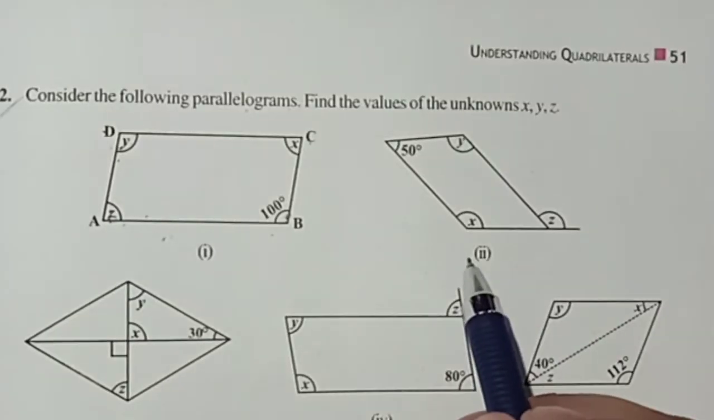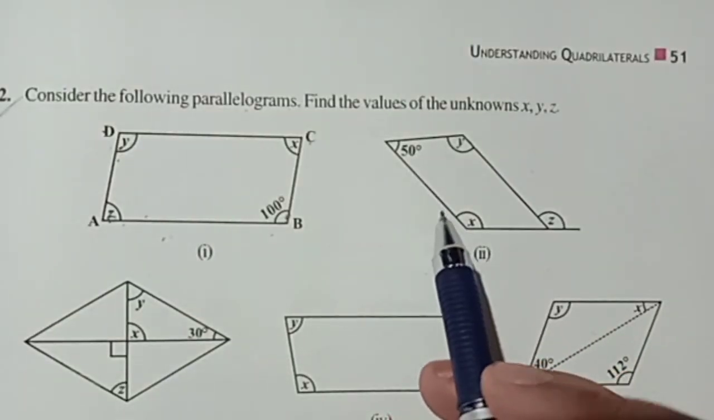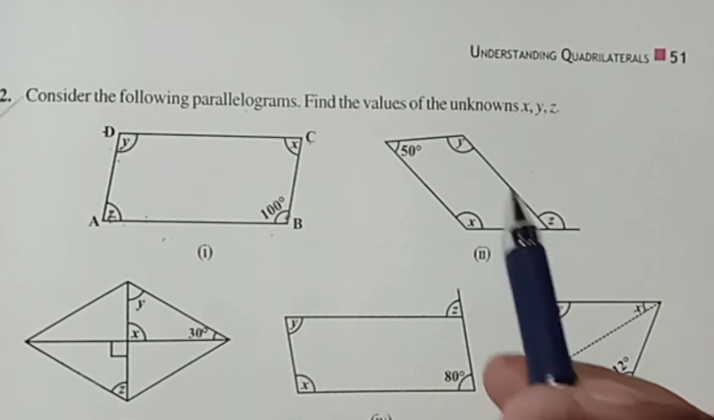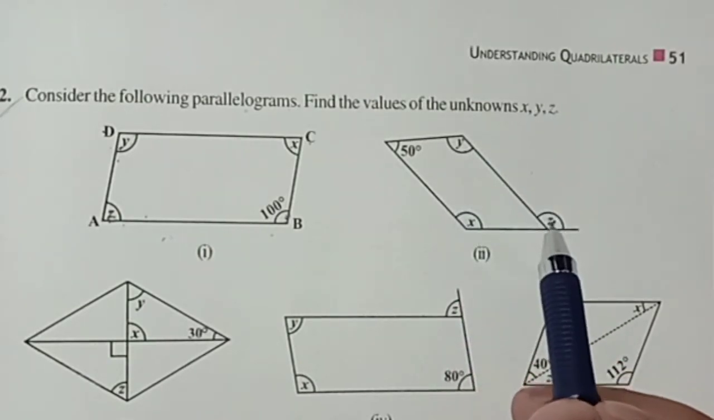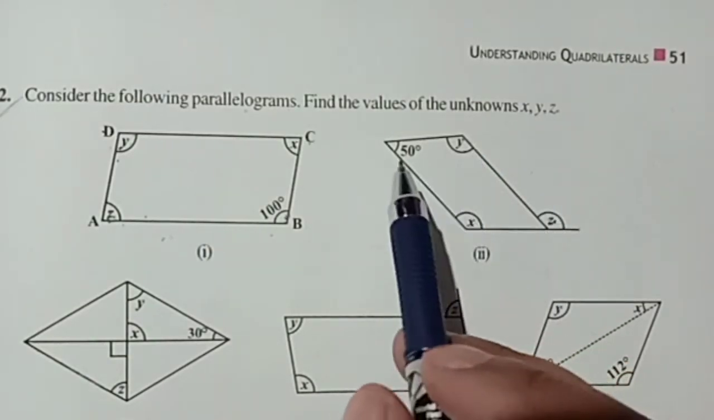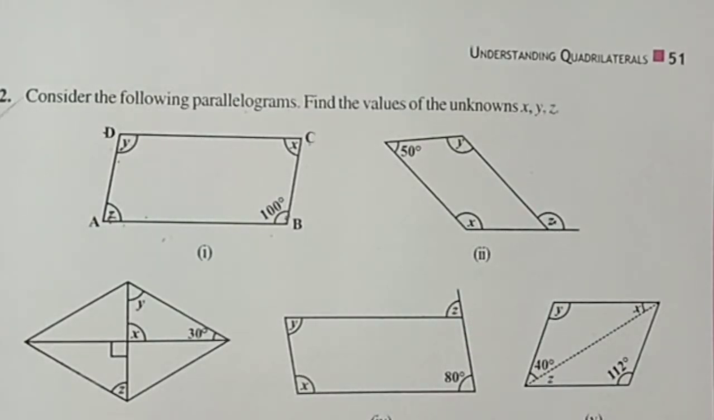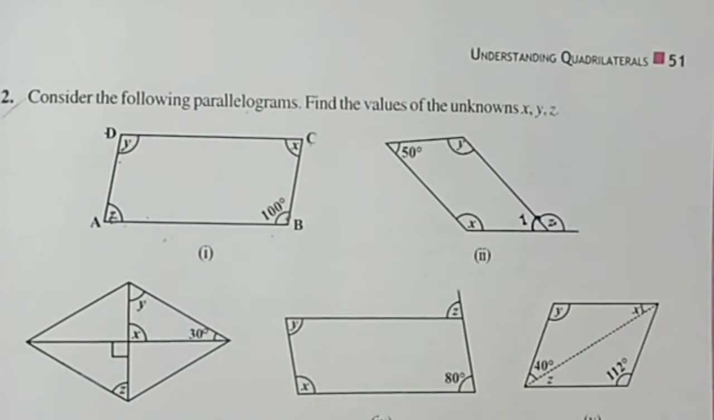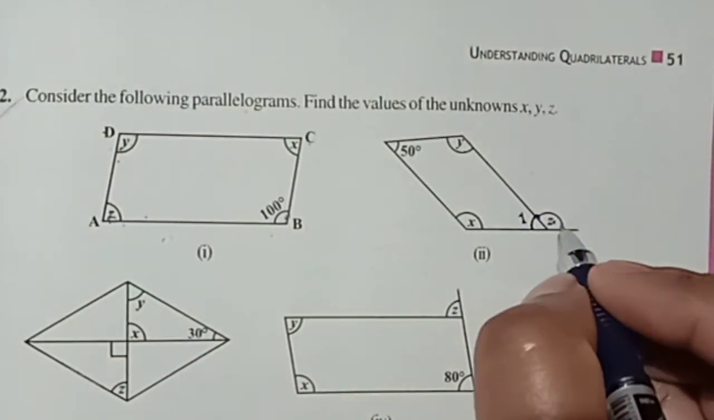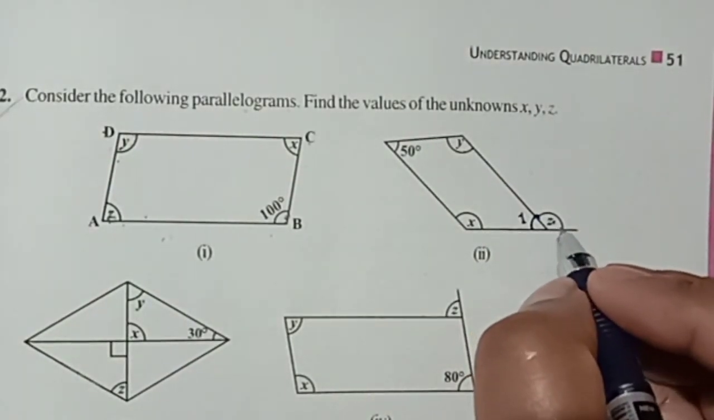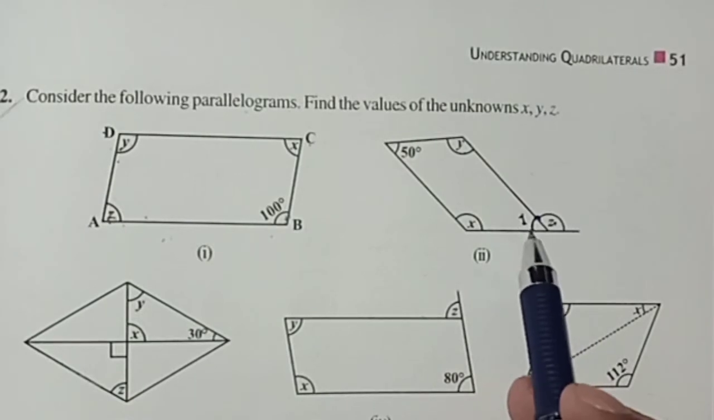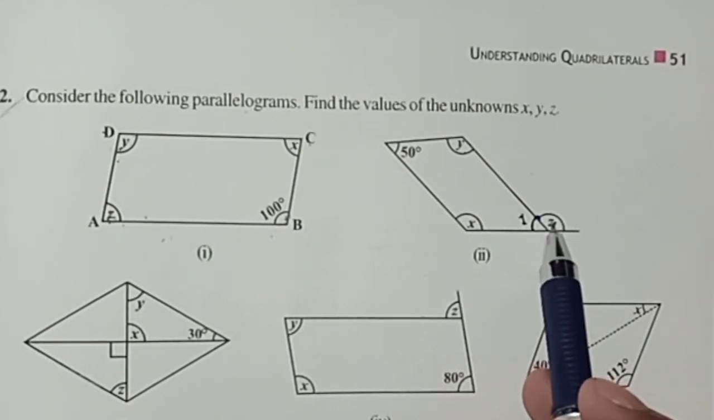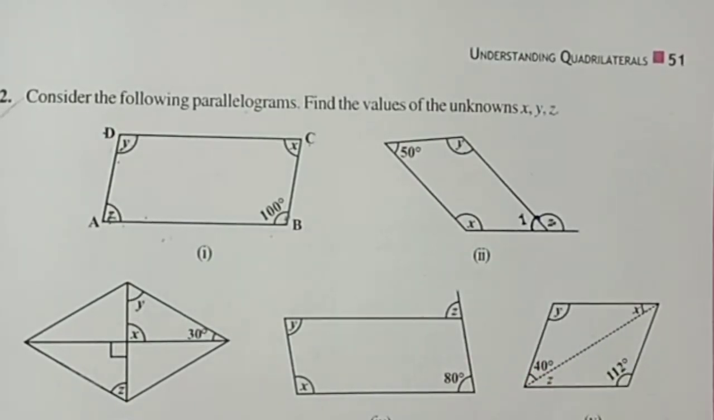Now question number 2. The figure is given. We have to find X, Y, Z. Z is the exterior angle. So what we'll do, we'll mark this angle, angle 1, to get the value for this angle, that means Z. So let's see the solution.